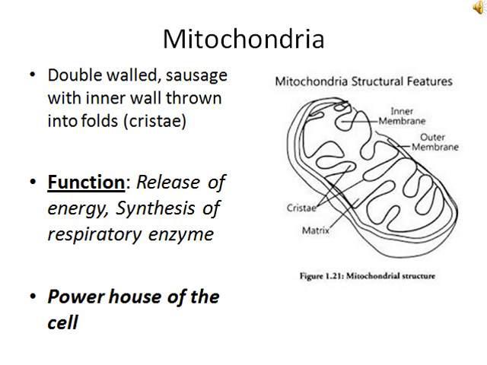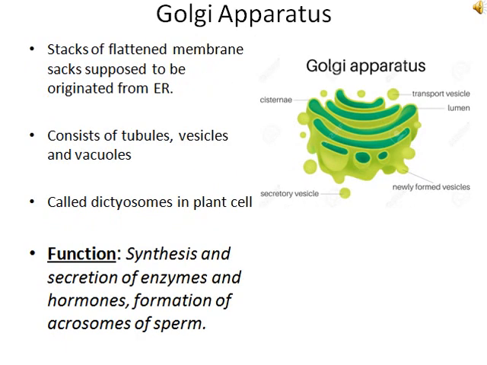Golgi apparatus are stacks of flattened membranes. These sacs are supposed to originate from the endoplasmic reticulum. It consists of tubules, vesicles and vacuoles. Though Golgi apparatus are present in both plant and animal cells, in plant cells they are known as dictyosomes. The main functions of Golgi apparatus are synthesis and secretion of enzymes and hormones. It also helps in the formation of acrosomes of the sperm.